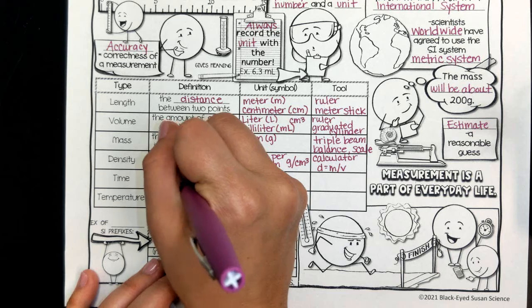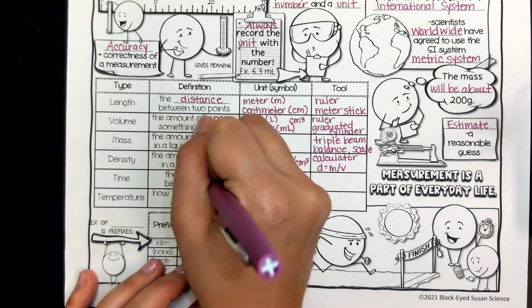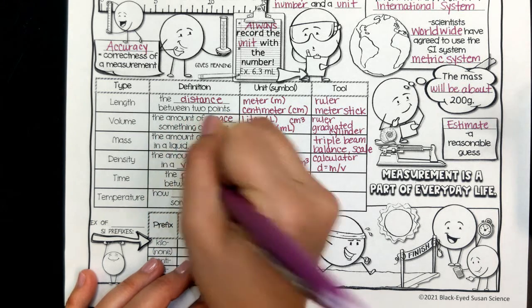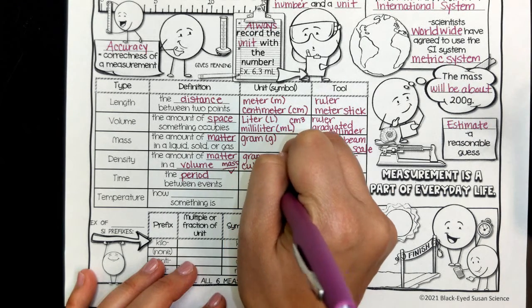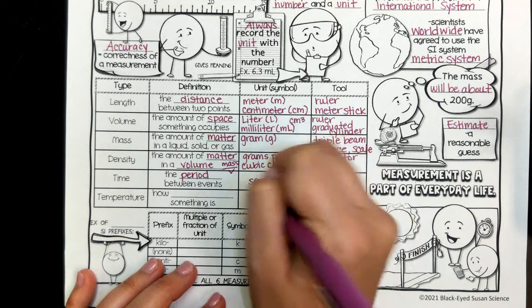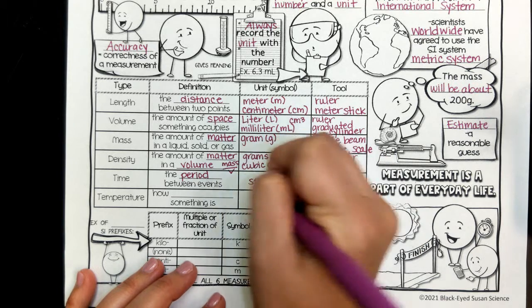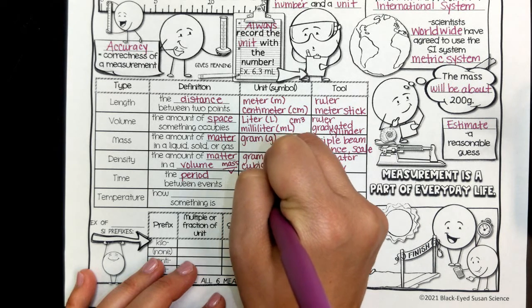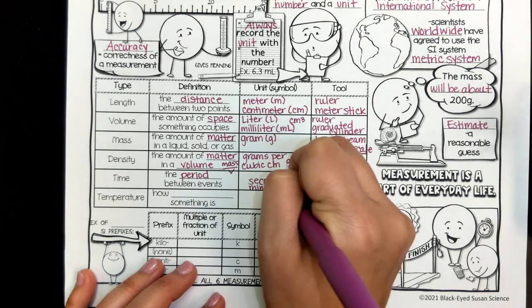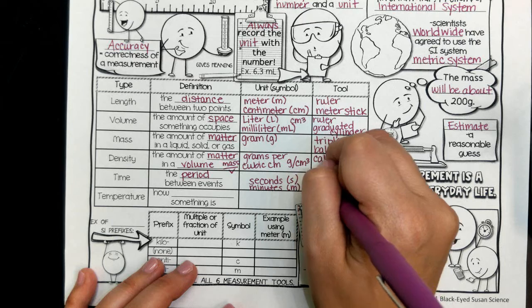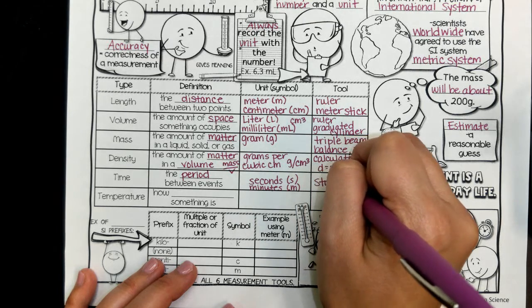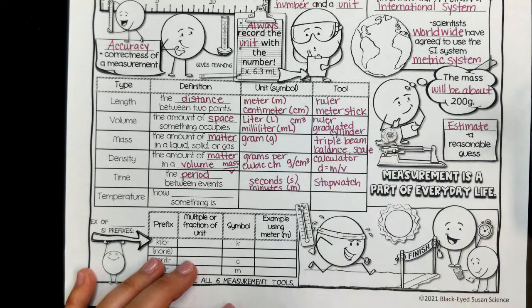So for time, it's the period between events. So start and stop. We would use seconds. That's our main one. Okay. Put minutes, because sometimes when we're timing something, it ends up going for minutes. And we will use a stopwatch in this class to measure time.